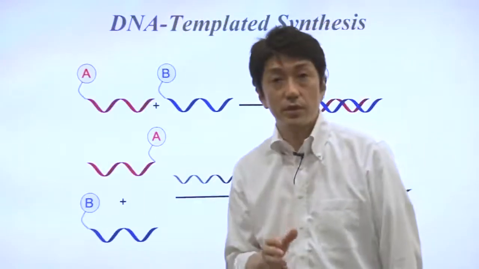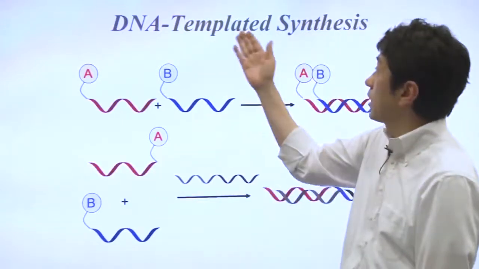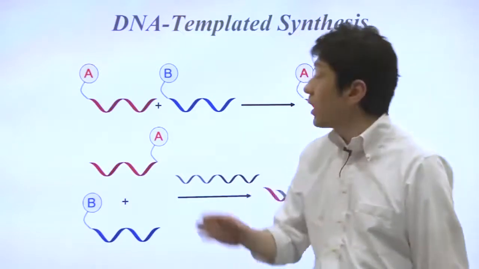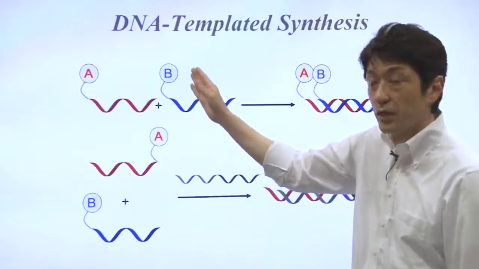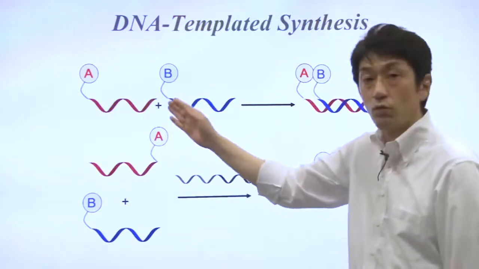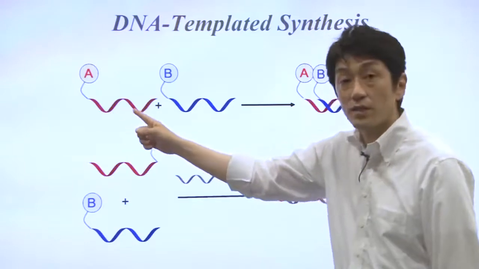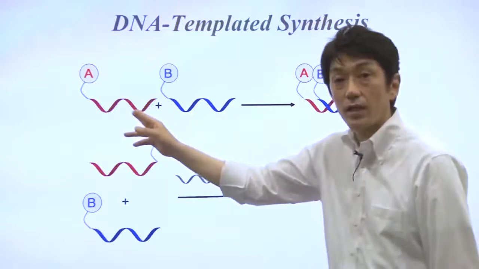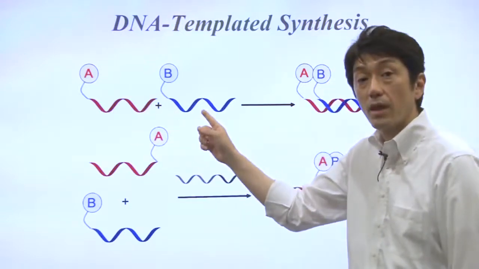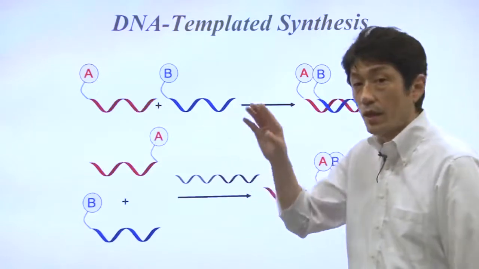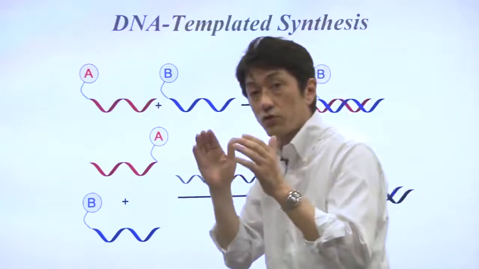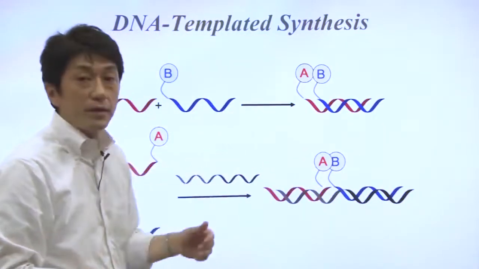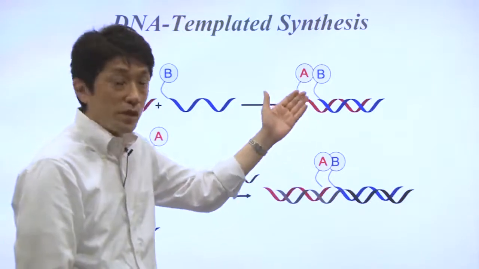A similar concept is now called DNA template synthesis. Reactants A and B are each conjugated with a DNA single strand. When the red DNA is complementary to the blue DNA, A and B come close to each other, shown here. That's why the reaction between A and B is promoted.